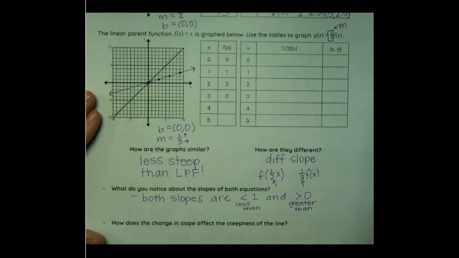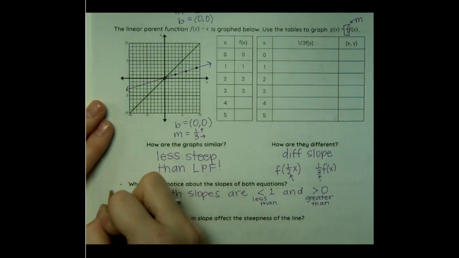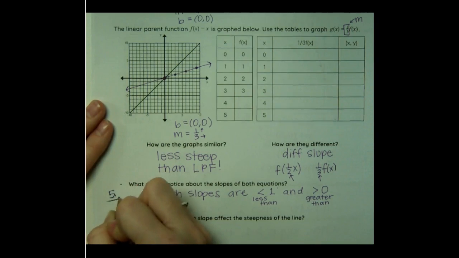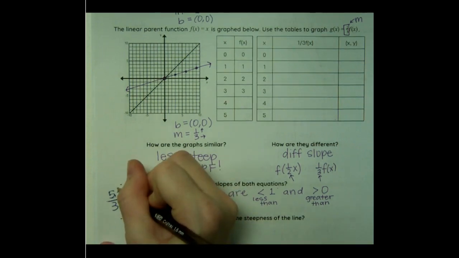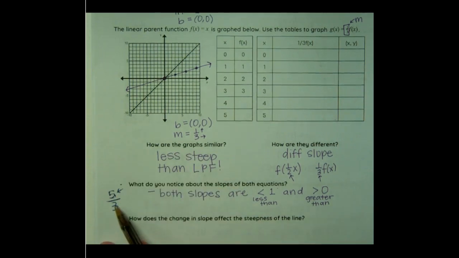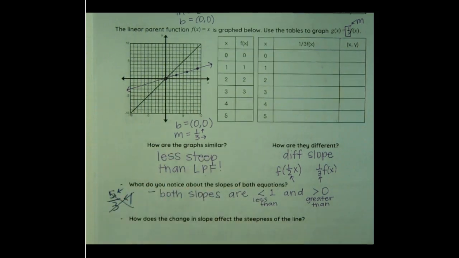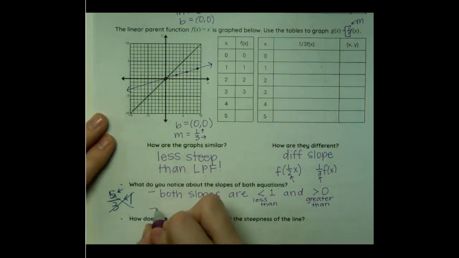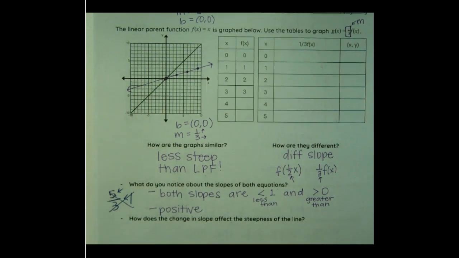The reason we say this is because there are some fractions, like 5 over 3. 5 over 3 is a fraction, but because the numerator is bigger than the denominator, this is not less than 1. It's greater than 1, so it would be steeper. That's why we have to be specific. Both of our slopes are also positive. That's going to be important, like I said, on the next example.